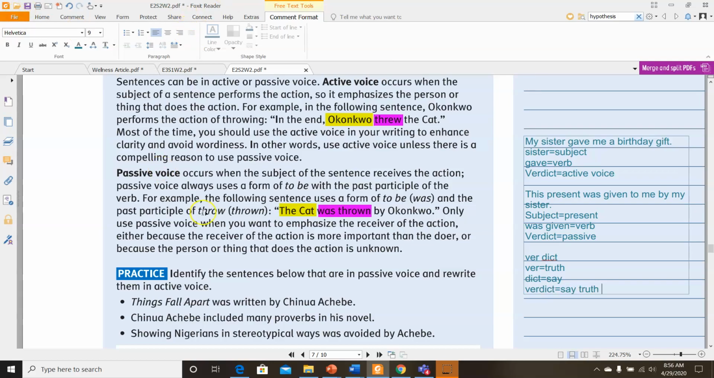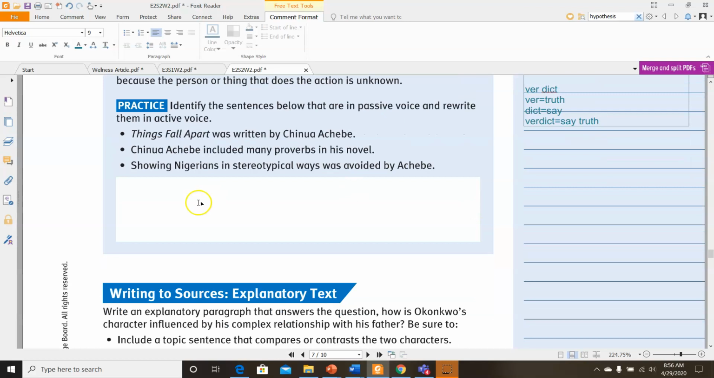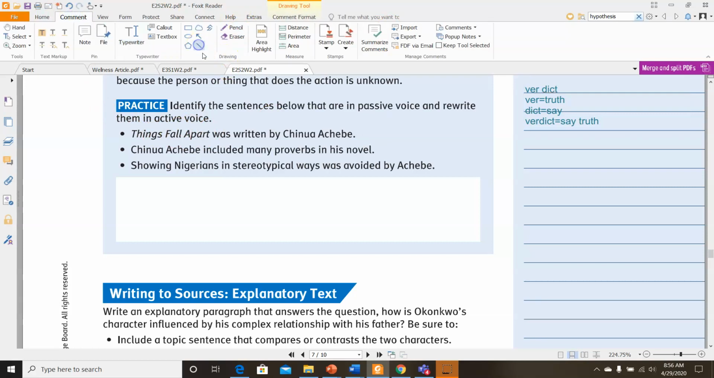Anyway, practice. What you're going to do is identify the sentences below that are in passive voice and rewrite them in active voice. So you're going to look for the ones where the subject receives the action and the ones where the action is done by the subject. And then you're going to rewrite them to make sure that they're all in active voice, which is the preferred way of writing a sentence unless you have a very good reason not to.